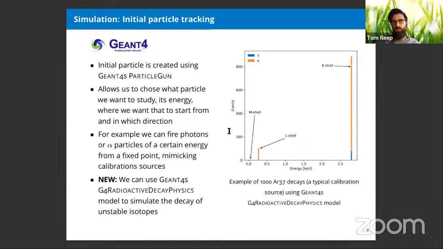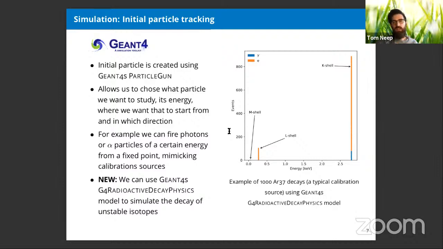I'll just step through each part of the simulation now. The first thing we do is the initial particle tracking, and this is done with Geant4. We can use the very useful particle gun class of Geant4 to produce our initial ionizing particles. This, of course, gives us complete flexibility about what we want to study. We can choose what particle we want to study, what energy it has, where it starts, what direction, and so on. And this is really useful for mimicking calibration sources.